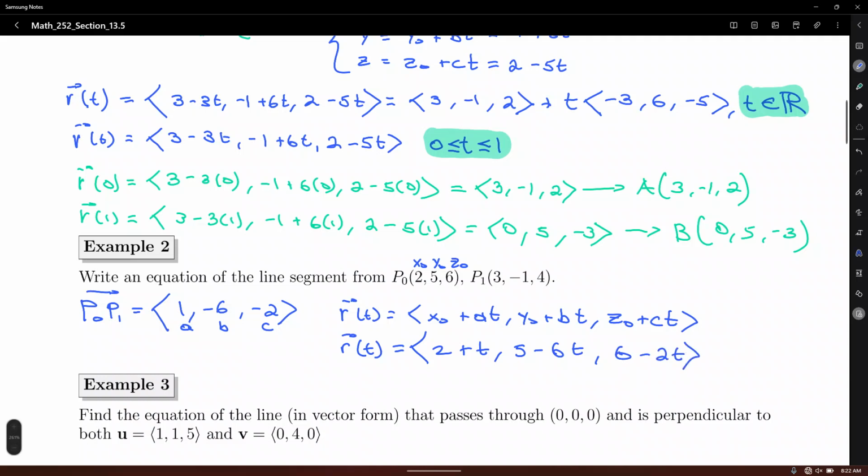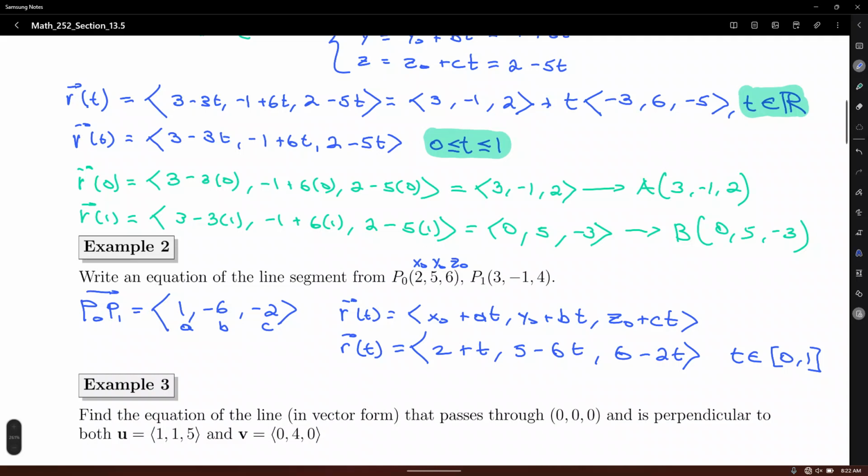Right? But I'm missing something. I'm missing t being between 0 and 1. All right? Because this is a line segment that describes the line only for the initial and the terminal point.